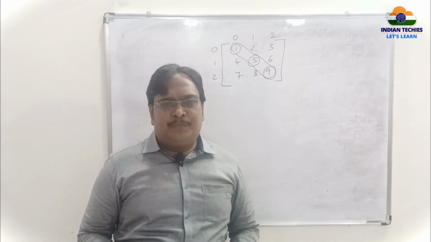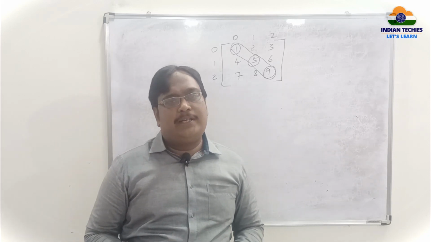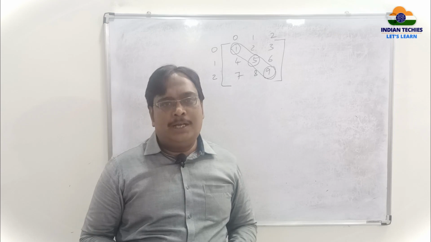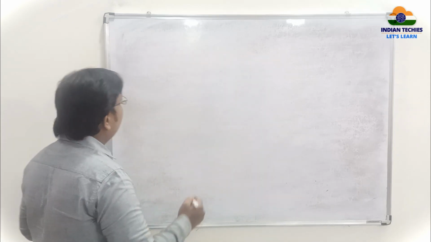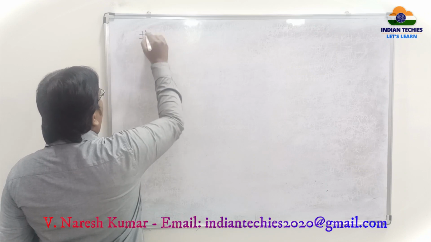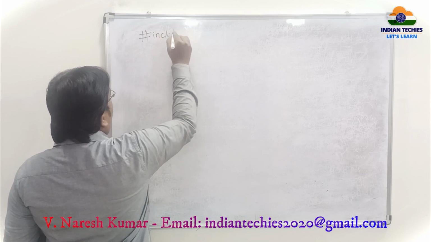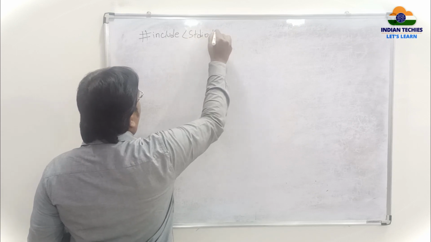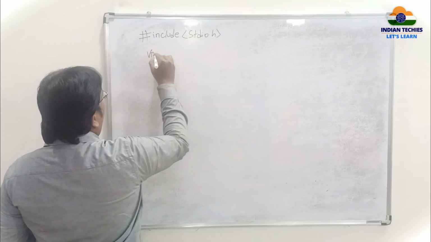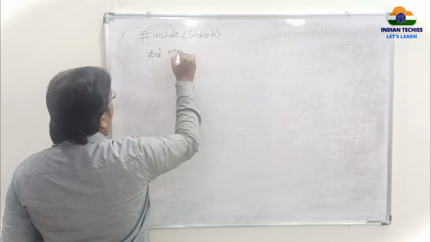If you get the result as 15, then that is nothing but the sum of diagonal elements. Now, we will see a basic example program on how to calculate the sum of all the diagonal elements. Let us see the program. As usual, #include <stdio.h>. Next, void main.